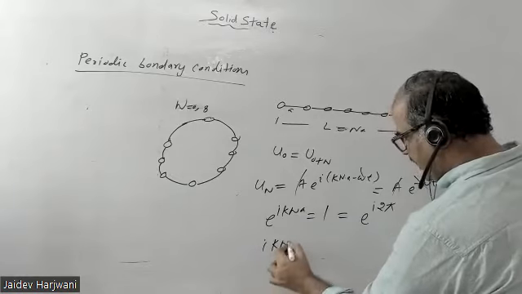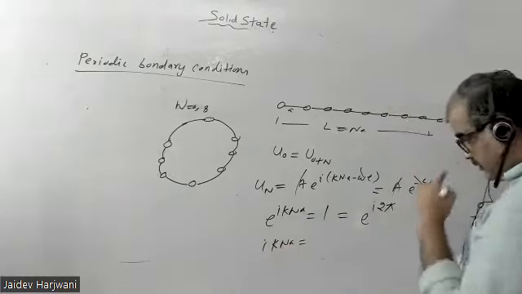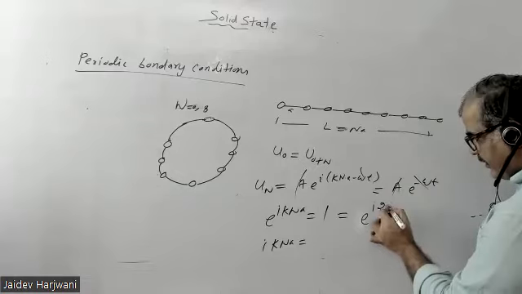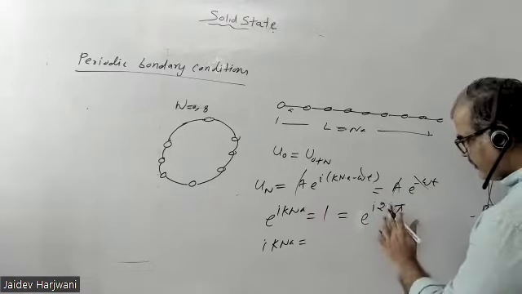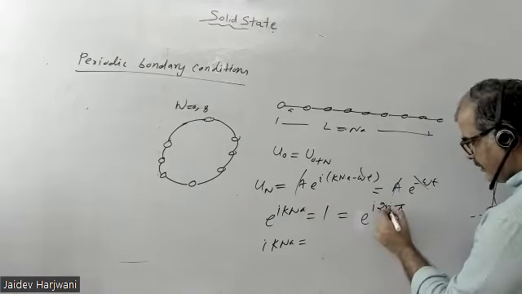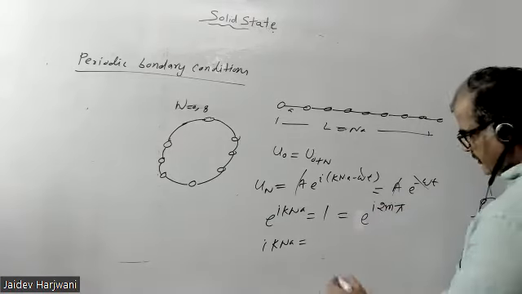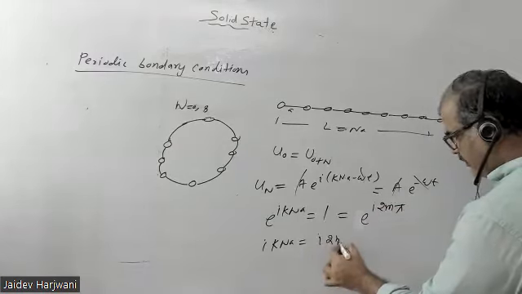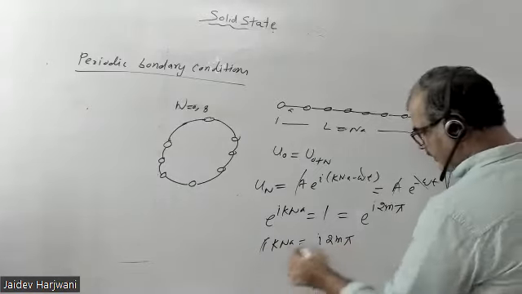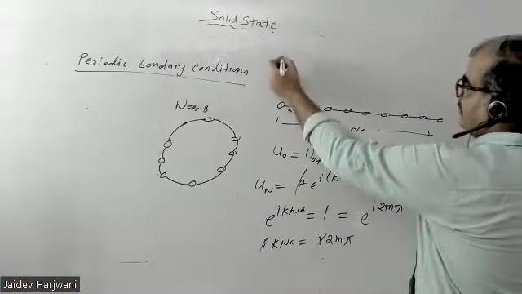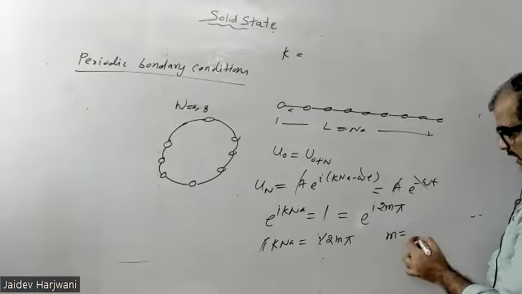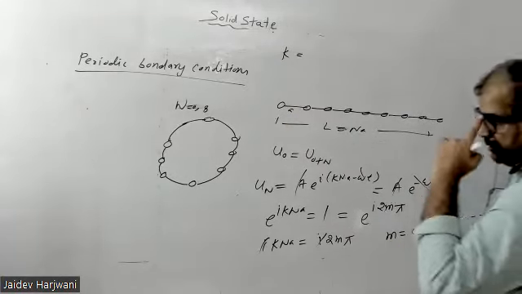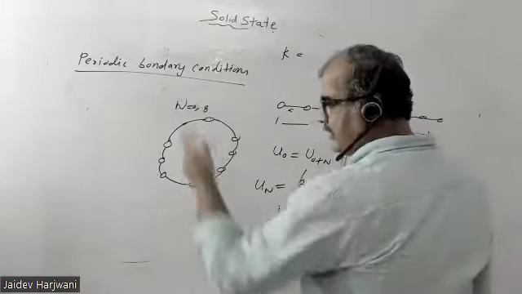So k Na equals what? You can even write 2n pi, or 2m pi, since n we are using here, so you can write 2m pi. So this will give you i 2m pi, the i cancels. So what do you get? k equals what? Now m here can take any integer value.